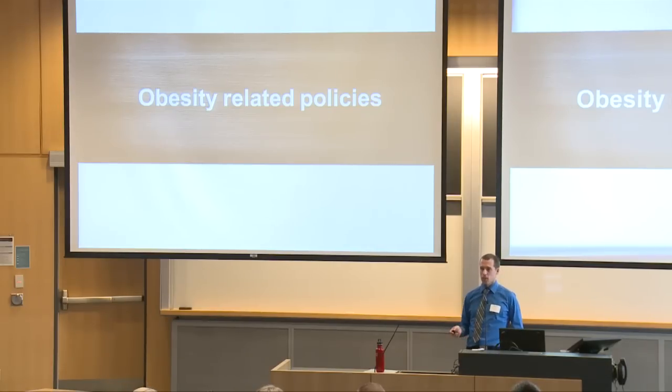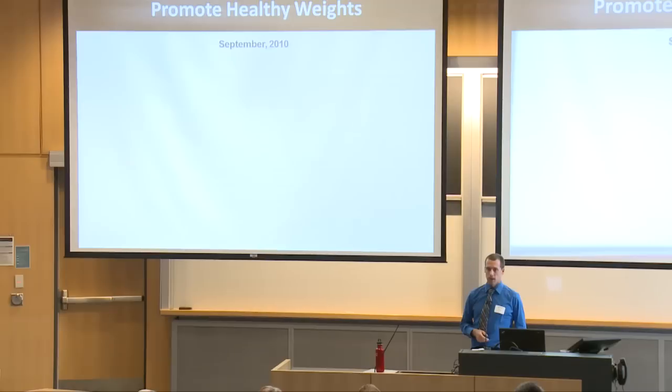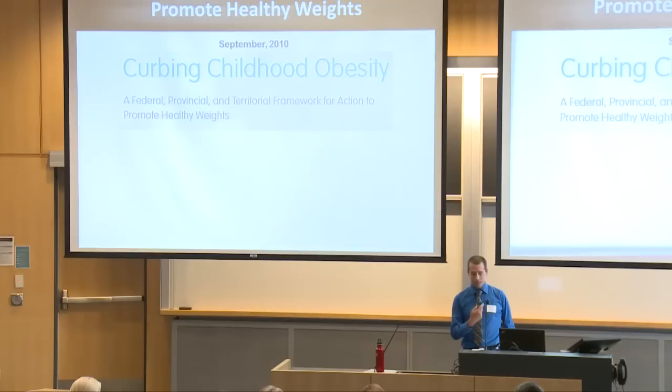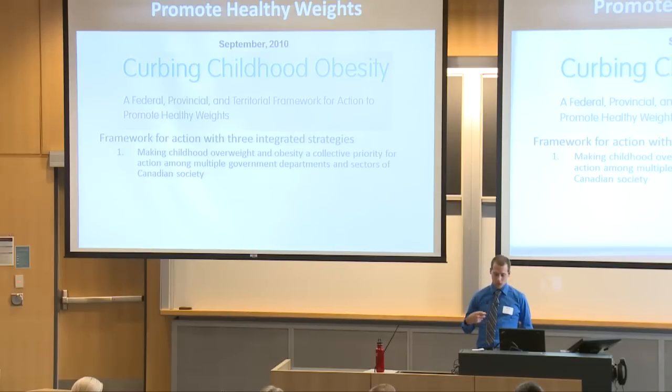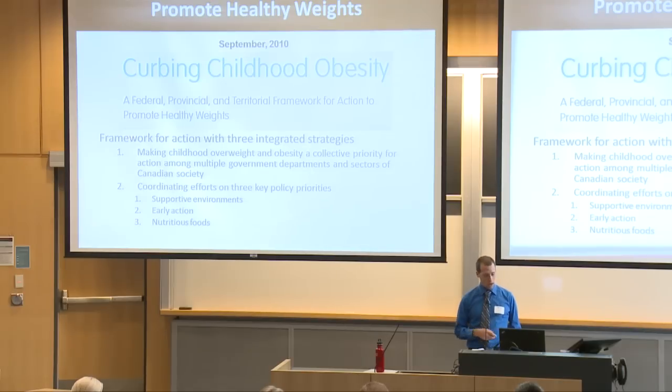So just briefly, I want to touch on some obesity-related policies here in Ontario and Canada more generally. In the past few years, we have a federal, provincial, territorial framework for action to promote healthy weight. This started in 2010. I should mention that I borrowed these policy slides from my supervisor, Mark Tremblay, so I should give credit to him for those. This FPT framework was called Curbing Childhood Obesity. It had 3 integrated strategies: making childhood overweight and obesity a collective priority, coordinating efforts on key policies, and measuring and reporting on collective progress.